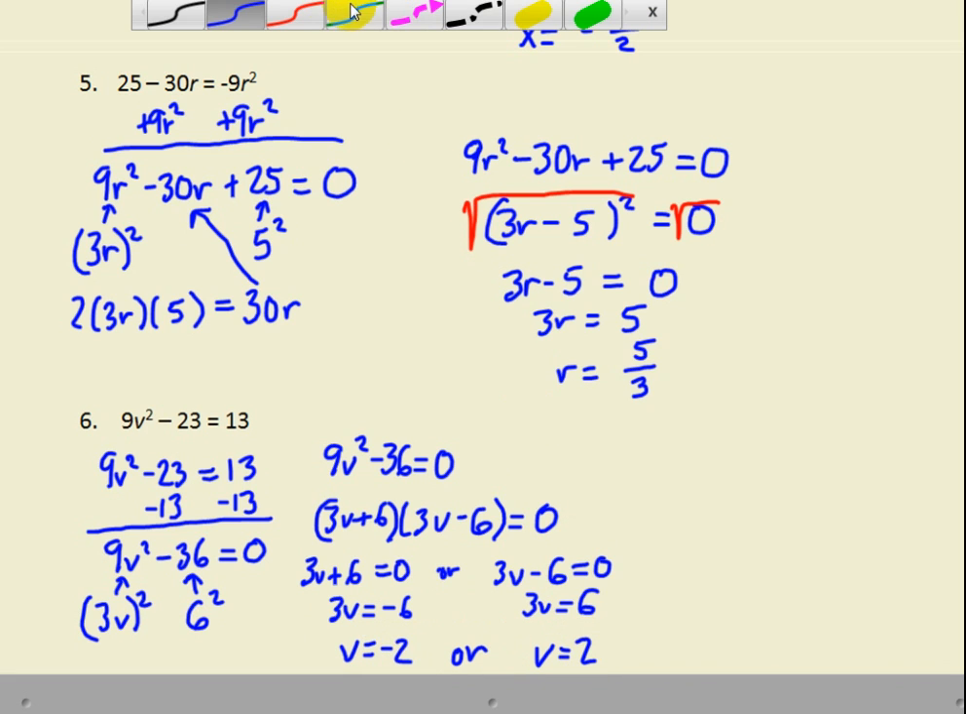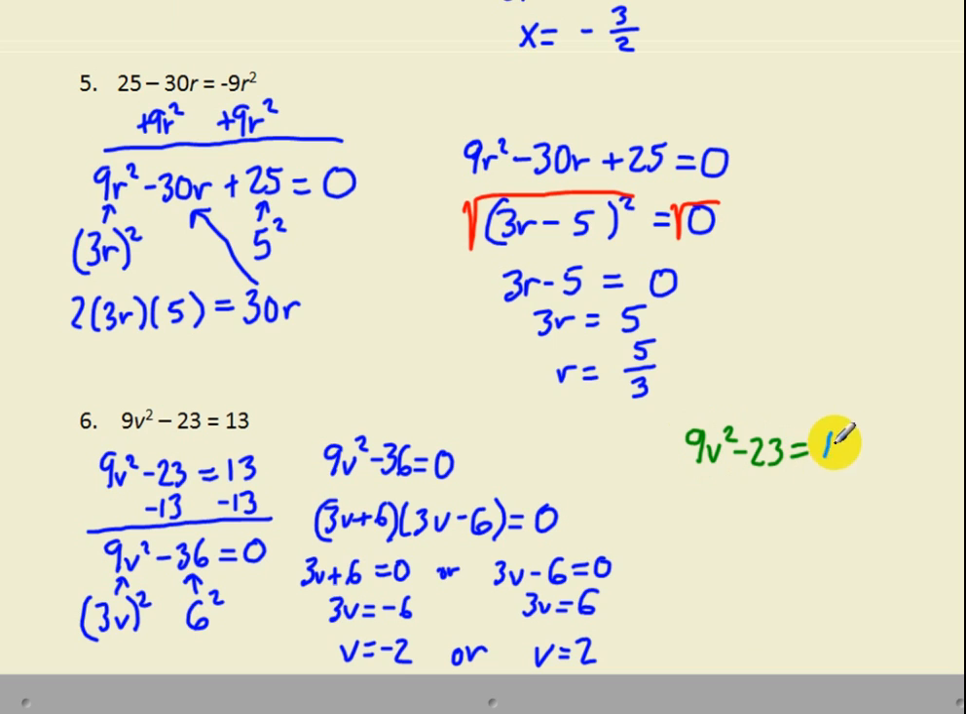Now another way to solve this would have been, and this is a little bit of a heads up into a section you'll see in chapter 10, when we don't have a v term here, we have a v squared, we have a constant, but there's no v term. Another option is to move the constants to the other side of the equation. So we could have also added 23 to each side, and then we would end up with 9v squared equals 36. Then we could divide by 9 to get v squared equals 4.